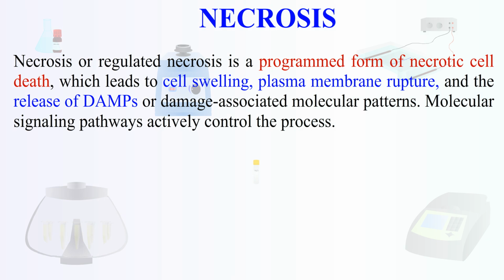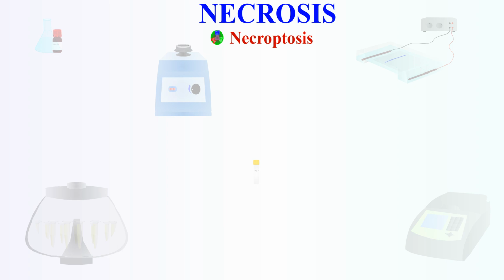Necrosis. Necrosis, or regulated necrosis, is a programmed form of necrotic cell death, which leads to cell swelling, plasma membrane rupture, and the release of DAMPs, or damage-associated molecular patterns. Molecular signaling pathways actively control the process. Different types of necrosis are: 1. Necroptosis, 2. Pyroptosis, 3. Ferroptosis.